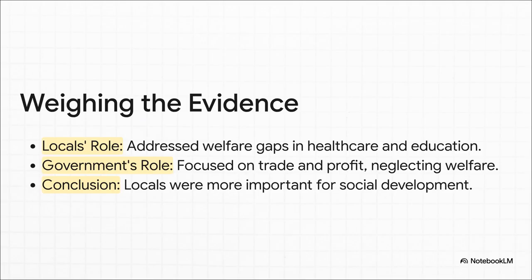To make a really good judgment, you have to weigh the evidence. On one hand, you have locals like Tan Tock Seng and Maria Dyer who were on the ground directly helping with healthcare and education. On the other hand, the evidence suggests the government was way more focused on things like trade and profit. So a really strong conclusion you could make, backed up by the sources, is that when it came to Singapore's social development, the locals were actually more important.